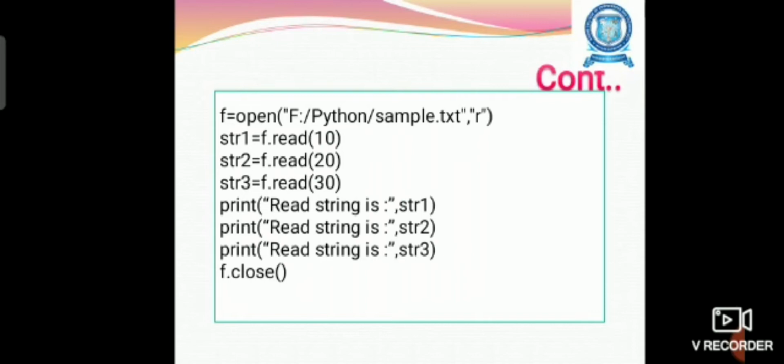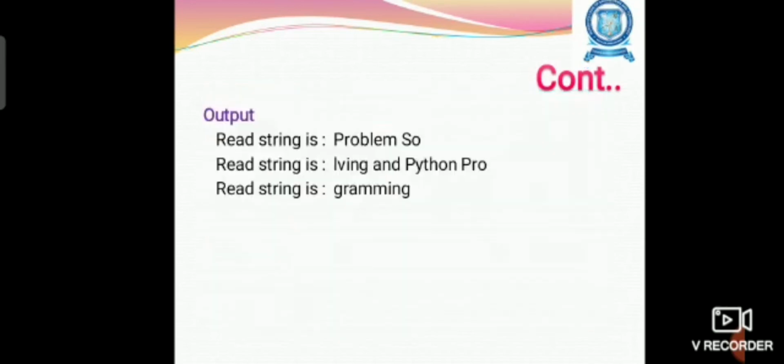We have read the contents from the file and we are taking the contents into our program and saving them into different variables. Three times we have applied the read operation, and as a result the contents are retrieved and stored into different string variables. Then we are printing the contents present in the string variables str1, str2 and str3. Finally we are closing the file with f dot close, and we are seeing the output of the previous program.